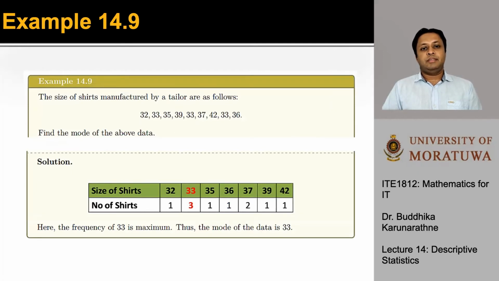So we take an example. Here you are given the size of shirts manufactured by a tailor. So you are given a set of values for the sizes 32, 33, and so on. You have to find the mode of the data set. To do that, you need to find out the frequencies. So you have all the unique values, 32, 33, in ascending order. So you find that 33 is the value appearing most of the times. The most frequently appearing value is 33.